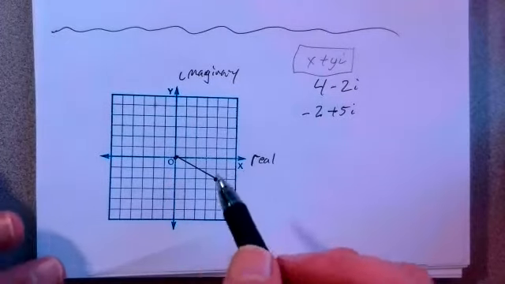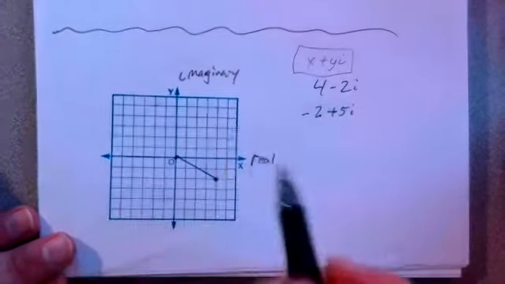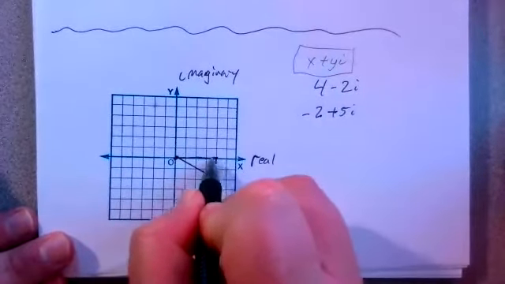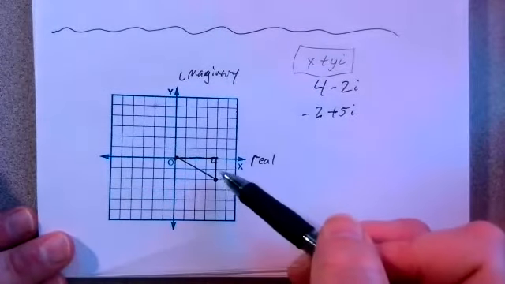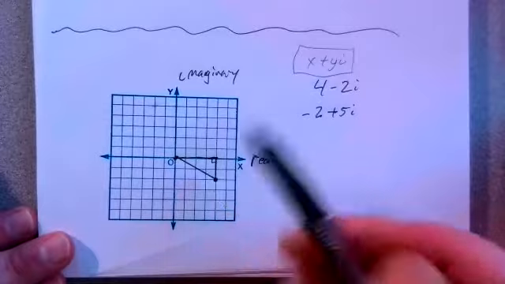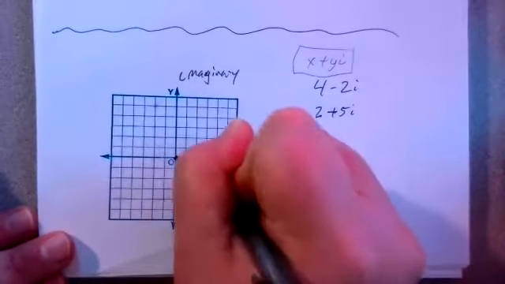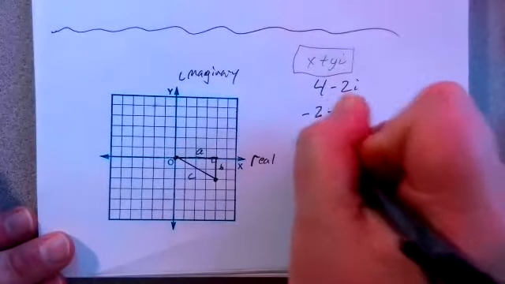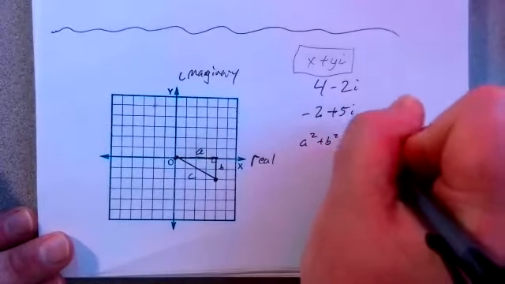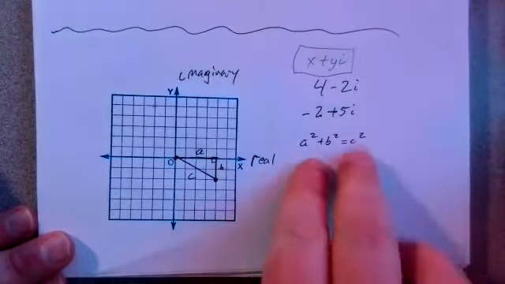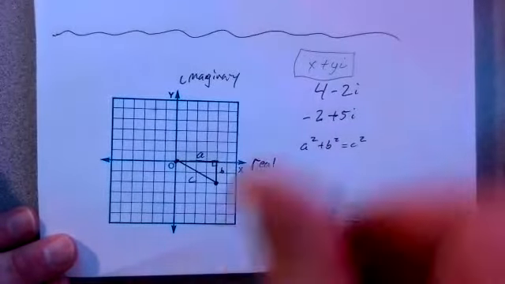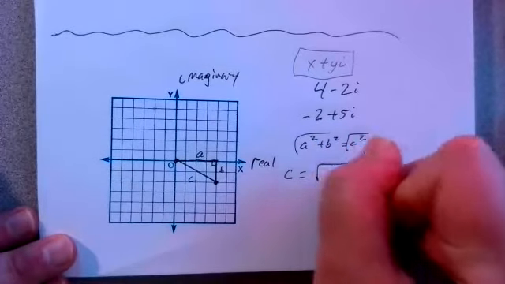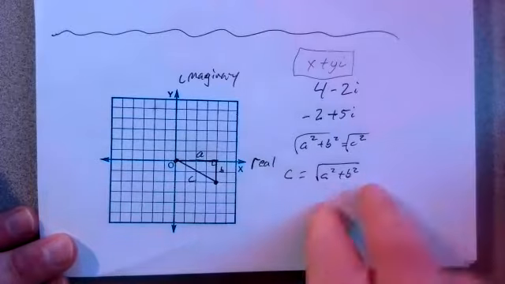Because we did this in geometry. But if you turn this into a right triangle, we have a right triangle here. Right triangles we can look at as A, B, C, right? Where we have A squared plus B squared equals C squared. And if I want to get C by itself, I would square root both sides. So C would equal the square root of A squared plus B squared.